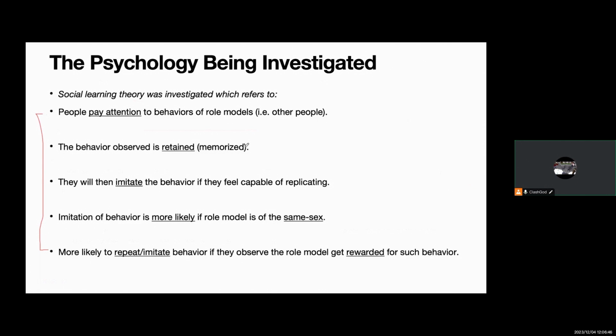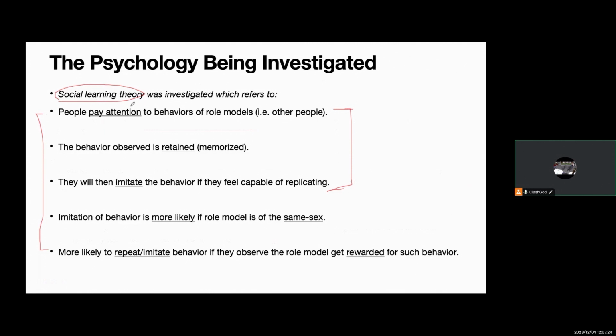The psychology being investigated: just understand it by, so what type of learning is being investigated? The type of learning being investigated is called social learning theory, or just call it social learning if you want. Social learning theory is just a bit more accurate. So social learning is being investigated. And what does social learning refer to? You need to explain what social learning is. Social learning refers to 3 main steps. 3 main steps are involved in social learning.